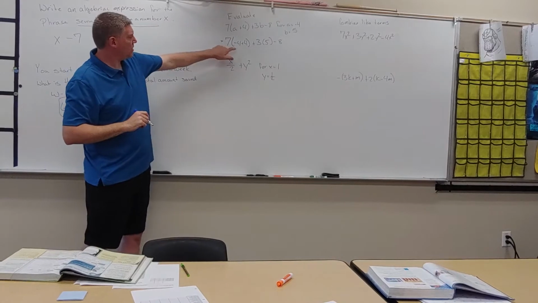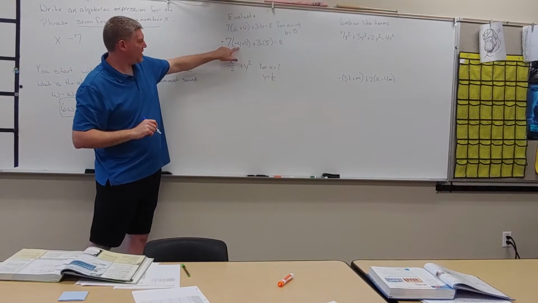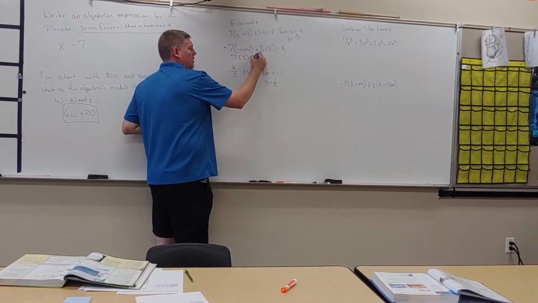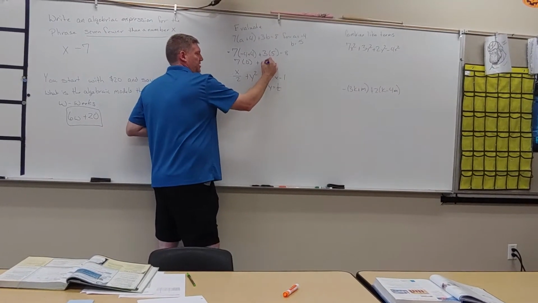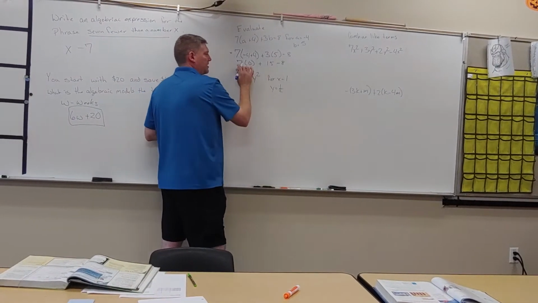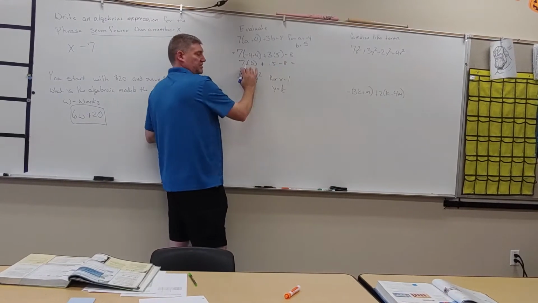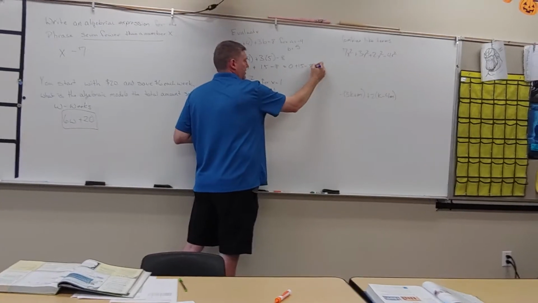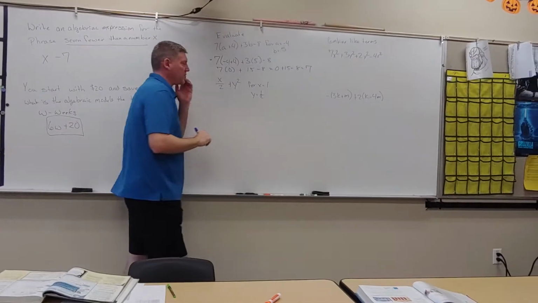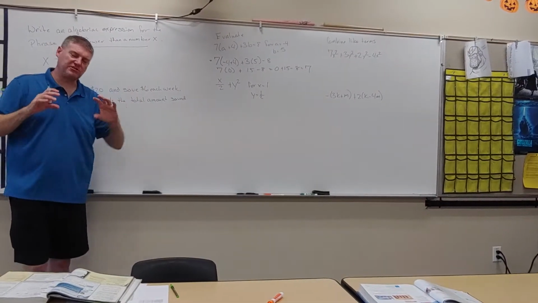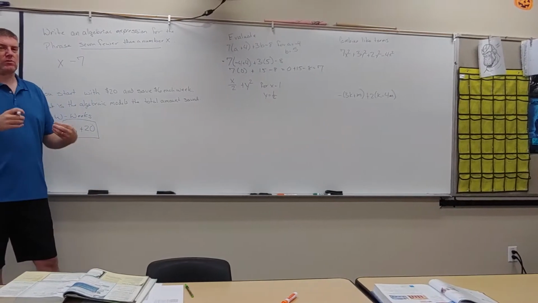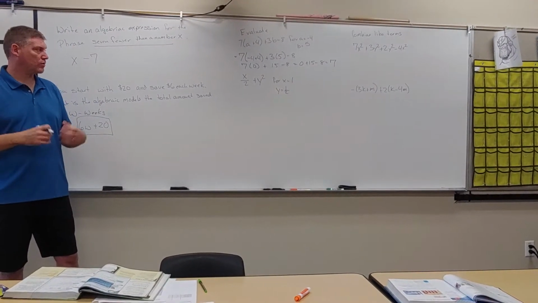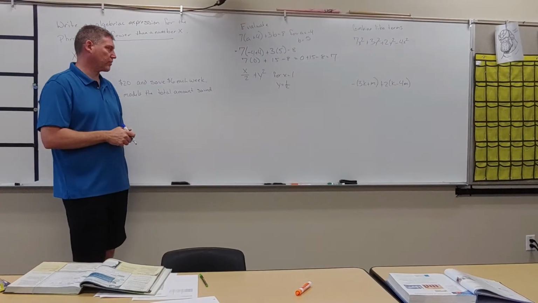All right. So here I end up with 0. 7 times 0 plus 5 times 3 is 15 minus 8. 7 times 0 is 0, plus 15 minus 8 equals 7. So when you see the word evaluate, we're looking at plugging something in and getting a value. We want a single numeric value.